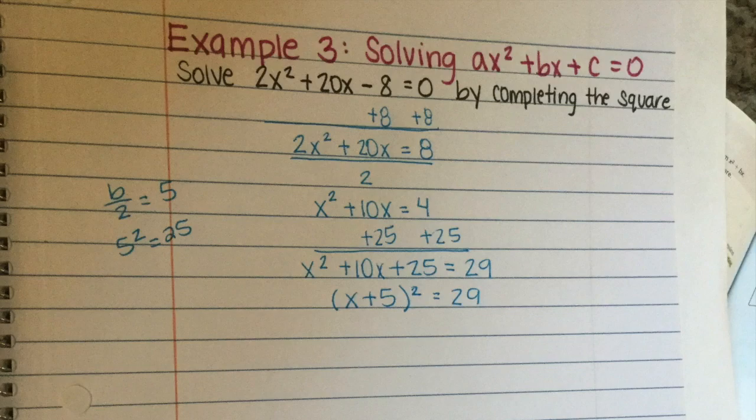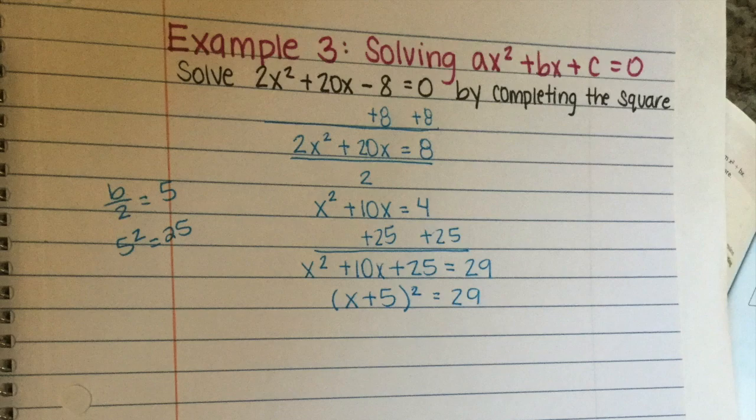So now I'm doing similar to what we did in example 2. I'm first going to complete the square on the left. So half of that x term, half of 10x would be 5. And then I'm going to square it to get 25. So I'm going to add 25 to both sides of the equal sign. And I'm left with x squared plus 10x plus 25 equals 29.